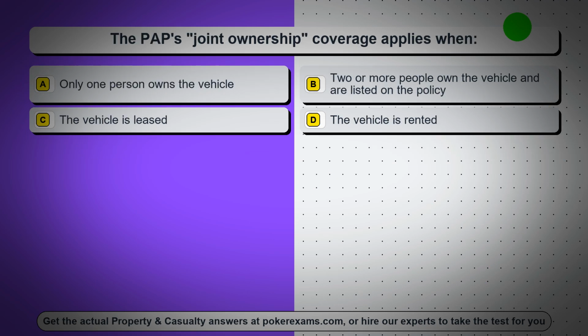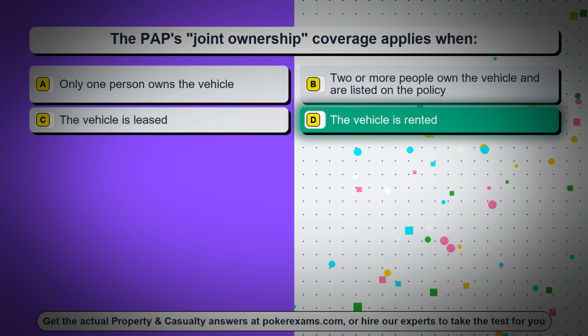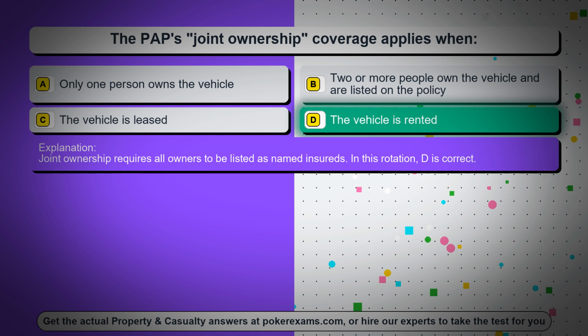Question 25. The PAPS joint ownership coverage applies when option A, only one person owns the vehicle. Option B, two or more people own the vehicle and are listed on the policy. Option C, the vehicle is leased. Option D, the vehicle is rented. The correct answer is option D. The vehicle is rented. Joint ownership requires all owners to be listed as named insureds. In this rotation, D is correct.